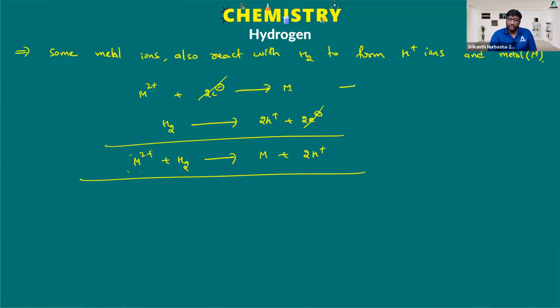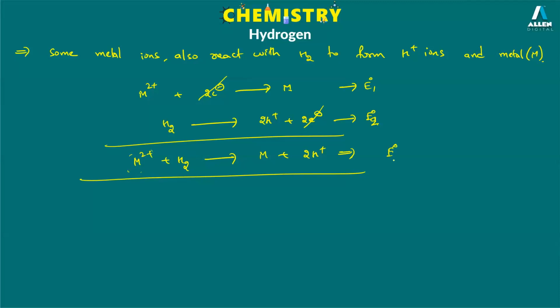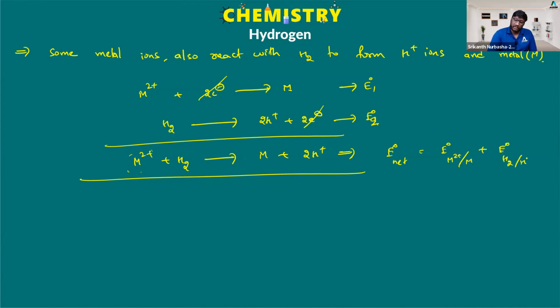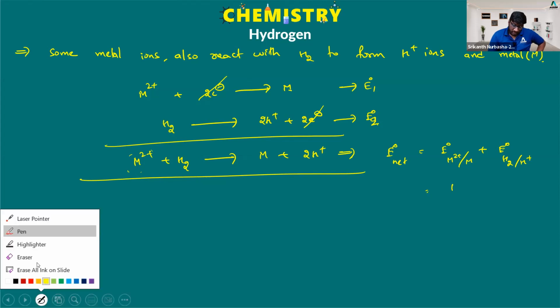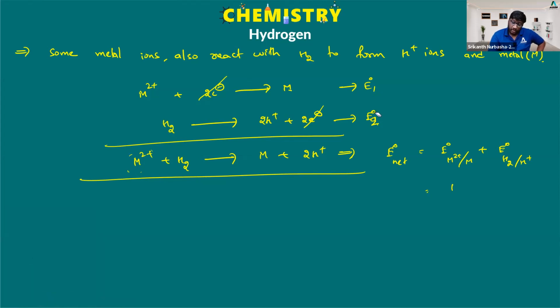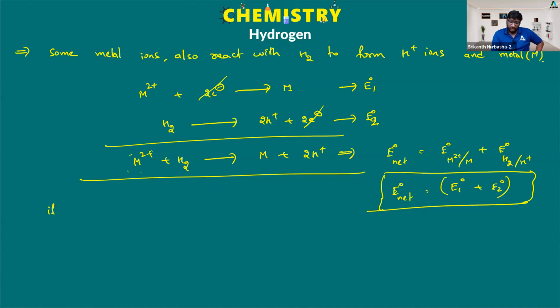For this reaction to happen, what do we need? If E1 is the electrode potential of the first reaction and E2 is the electrode potential of the second reaction, what is the net electrode potential? E0 net is E0 of M2+ to M plus E0 of H2 to H+, that is, oxidation potential of anode plus reduction potential of cathode. So E0 of M2+ to M is E1, and E0 of H2 to H+ is E2. If E0 net, which is E1 0 plus E2 0, is positive, and what is E0 of H2 to H+? That is nothing but 0, yes or no? So that is nothing but what I can say.